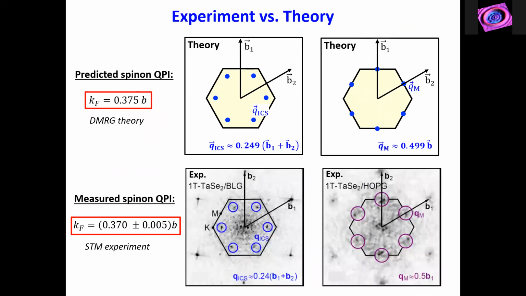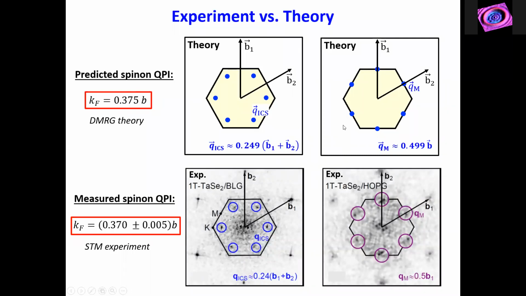And this is the data. This is what we see experimentally. The agreement is strong. Here in our data, you see that we see quantum interference at precisely these exact wave vectors that are predicted from the quantum spin liquid picture. We see wave vectors at 0.24 b1 plus b2 and at 0.5 times b. The agreement is striking, and so we can take our data and work backwards, and then extract the Fermi wave vector of the spinon Fermi surface, and when we do that, we get 0.370 times b, the reciprocal vector, which we can compare to the theory, and the comparison is quite strong.